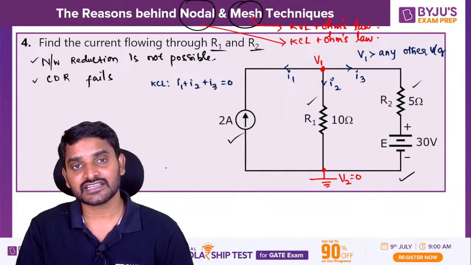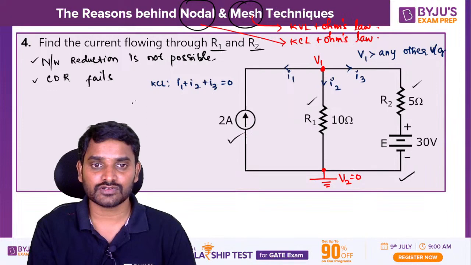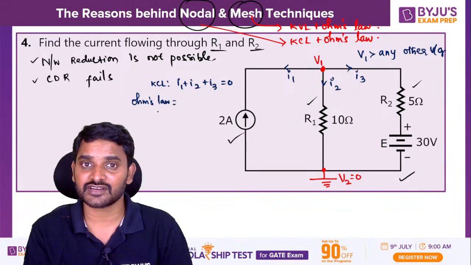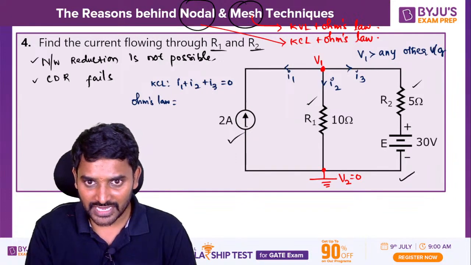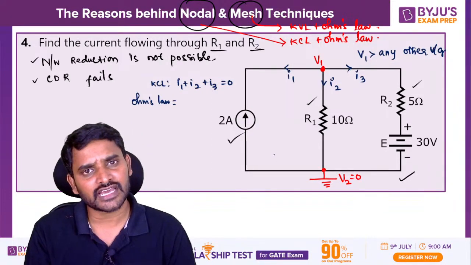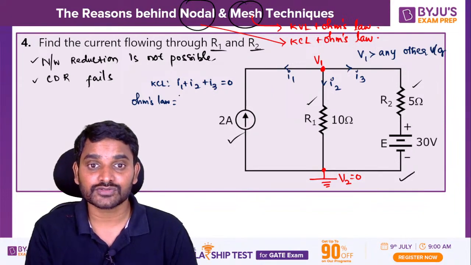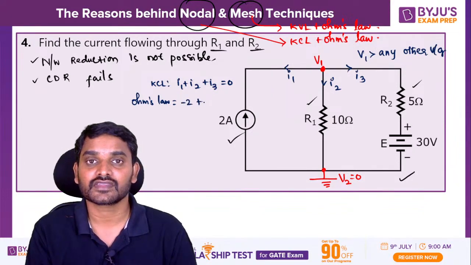After writing KCL, convert into Ohm's law. If you convert the current into Ohm's law format, that is voltage divided by resistance. I1: we do not have any resistance in this path. We have only a current source, and that I1 is opposite to the 2 amperes current flow. So therefore I can write minus 2.